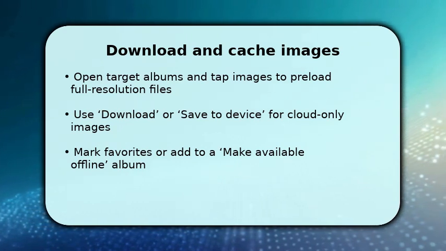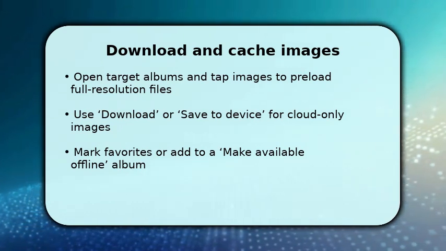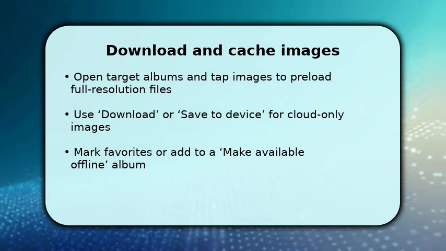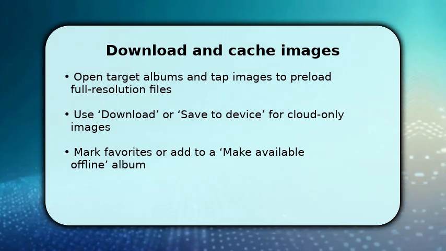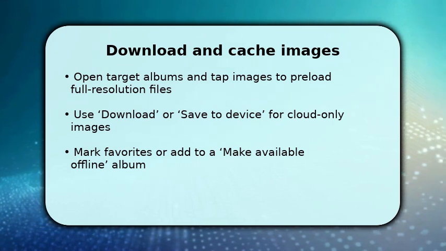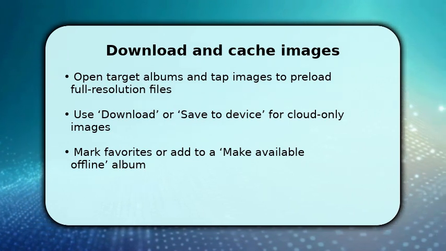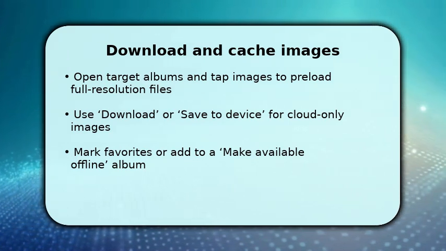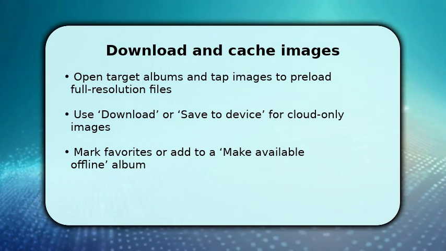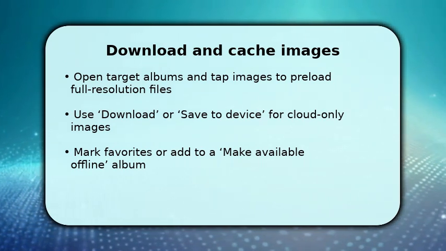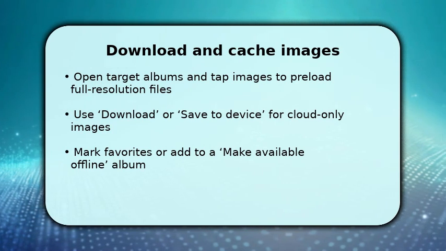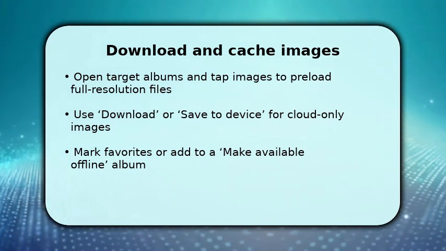Open each target album and scroll through, or tap individual photos to force full-resolution previews to download. This ensures the files are cached. For items still in the cloud, use the app menu's Download or Save to Device option so originals save to local storage. Once downloaded, mark them as favorites or move them into a dedicated offline album to prevent automatic cleanup.